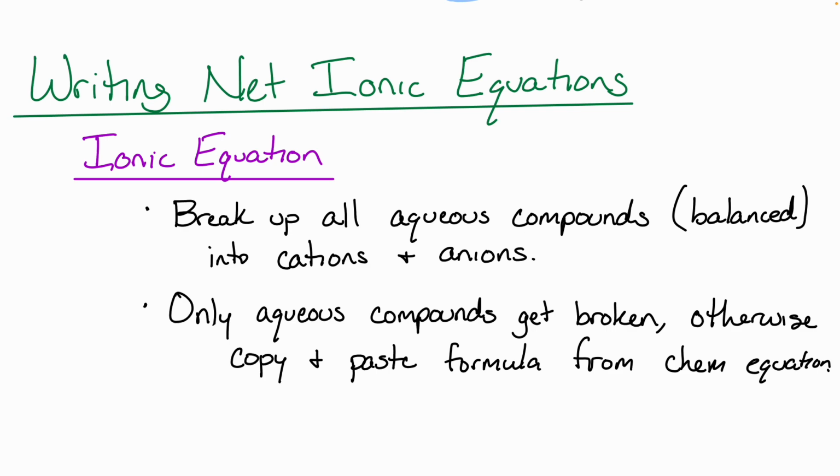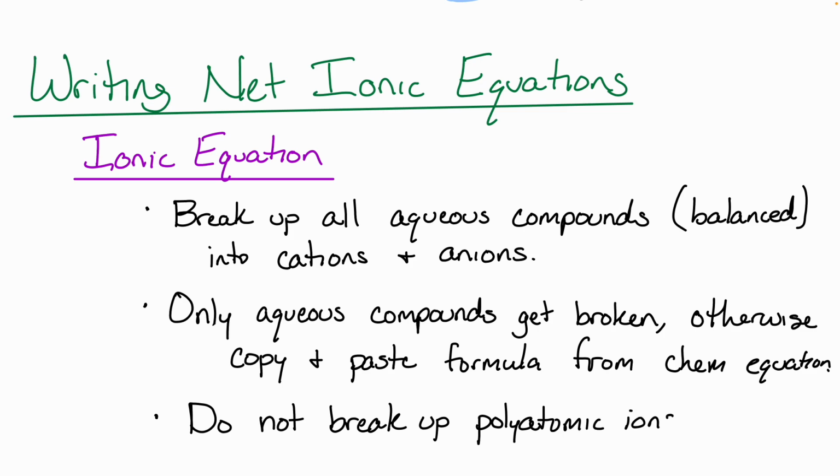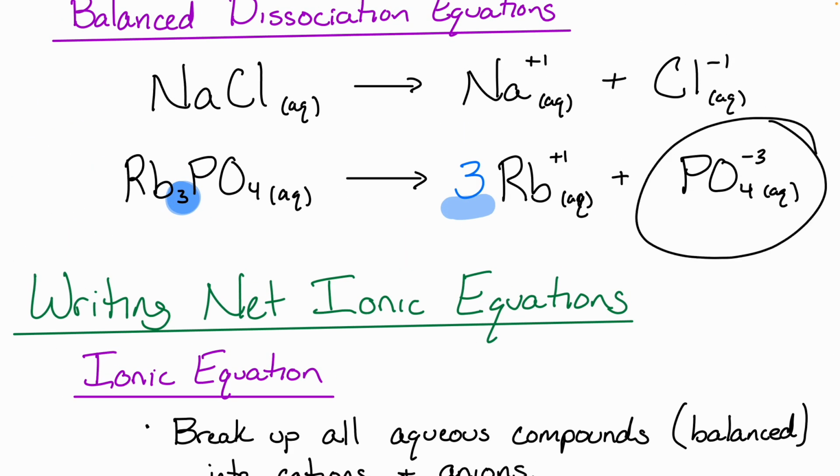Again, we're going to break up all of our aqueous compounds. Only the aqueous compounds are going to get broken up. If it doesn't have that AQ, you're just going to copy and paste it down into your ionic equation. The other thing we want to make a note of, because this is also something that people do a lot incorrectly, is that we're going to break it up into cation and anion, which means we do not break up our polyatomic ions. That phosphate ion is your anion. You don't break it up into individual phosphoruses and oxygens. It's a package deal.